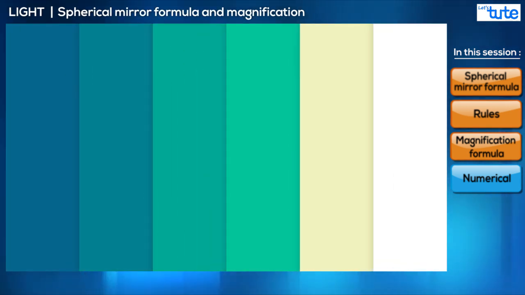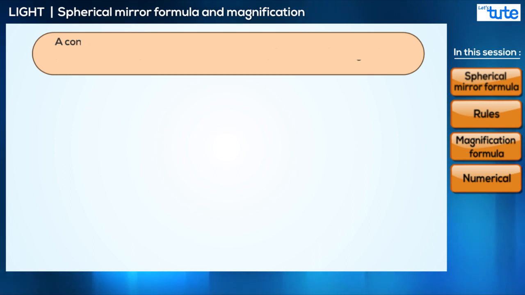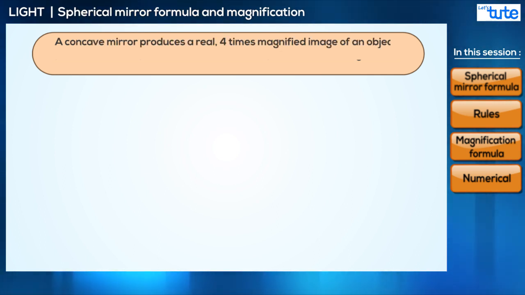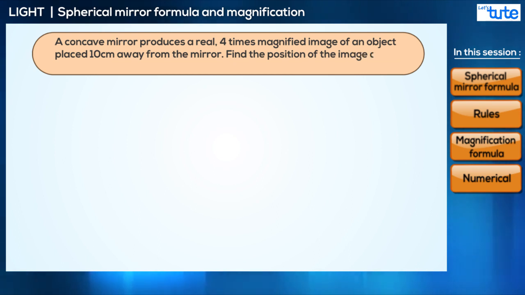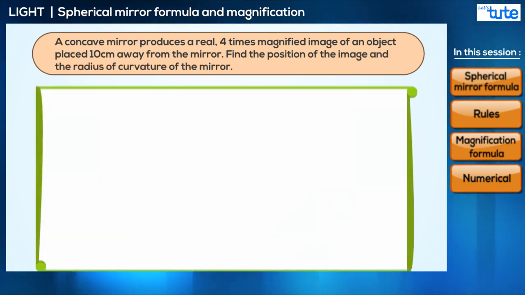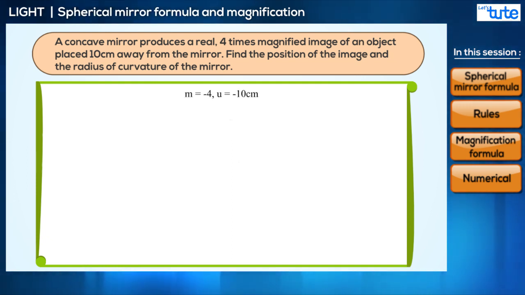Let's end with one problem. A concave mirror produces a real 4 times magnified image of an object placed 10 cm away from the mirror. Find the position of the image and the radius of curvature of the mirror. Let's write down what we know. We know that the magnification is 4 times, and since the image is real, m will be equal to minus 4.